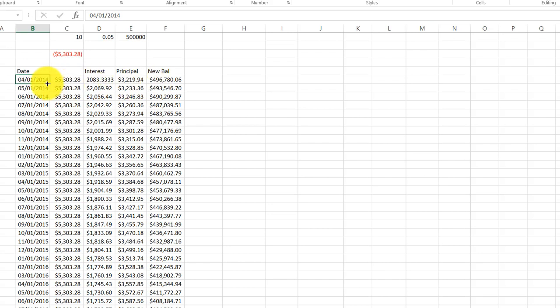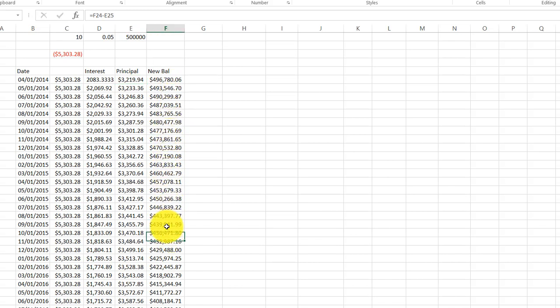Then we built an amortization table starting with April 1st, 2014, and figured out what the balance was after each payment. You simply figure out what the interest is starting on the $500,000, and then you subtract the amount of the interest from the amount of the payment. The rest is principal. That's how loans always work. And so you have a new balance, and that's going down over time.